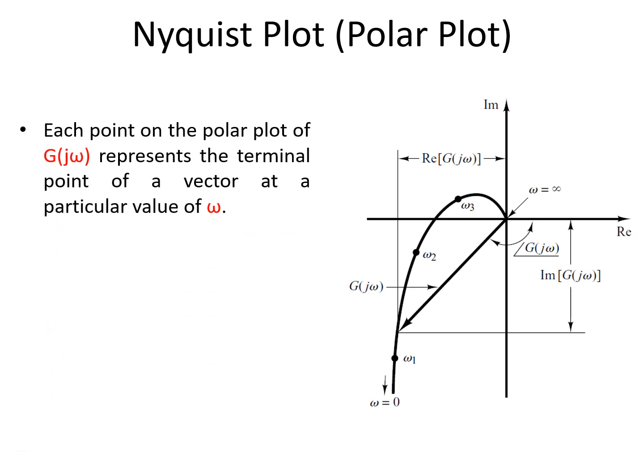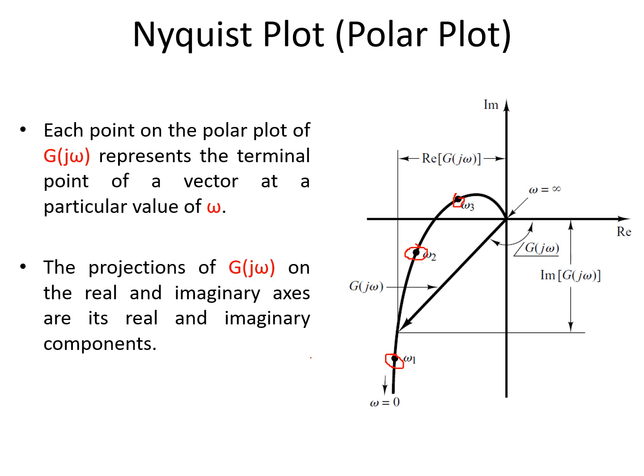Now, each point on the polar plot of the open loop transfer function represents the terminal point of the vector at a particular value of ω. You can observe that there are a few points here. These are called the terminal points of the plot for particular values of the frequency ω. The projections of G(jω) on the real and imaginary axes are considered to be its real and imaginary components.